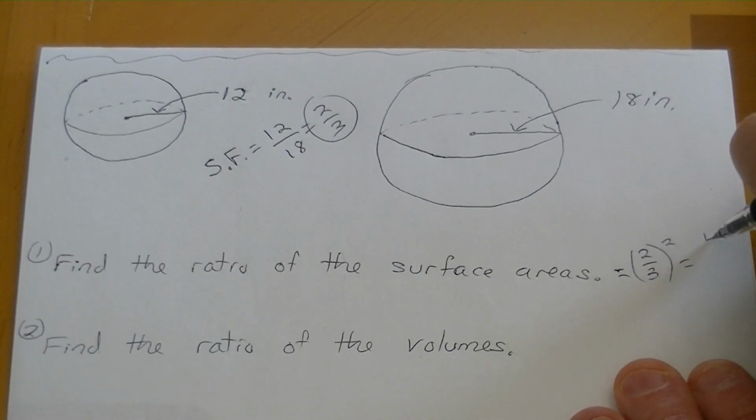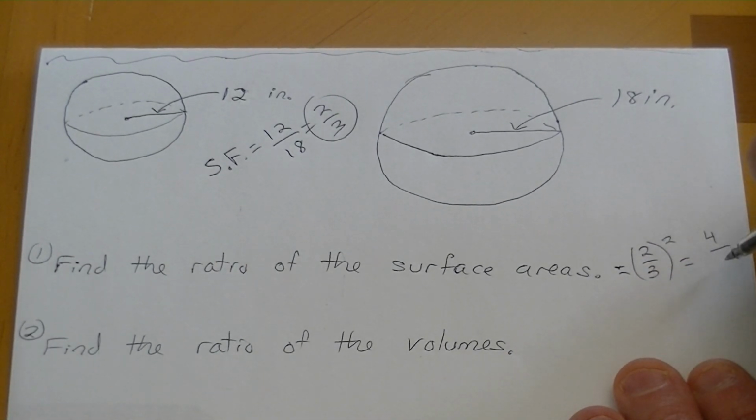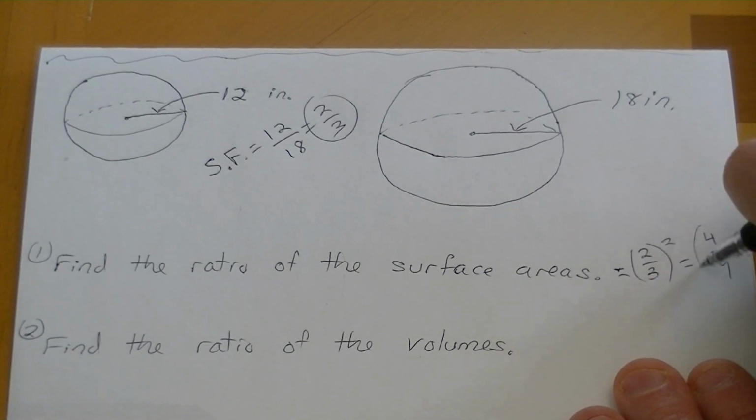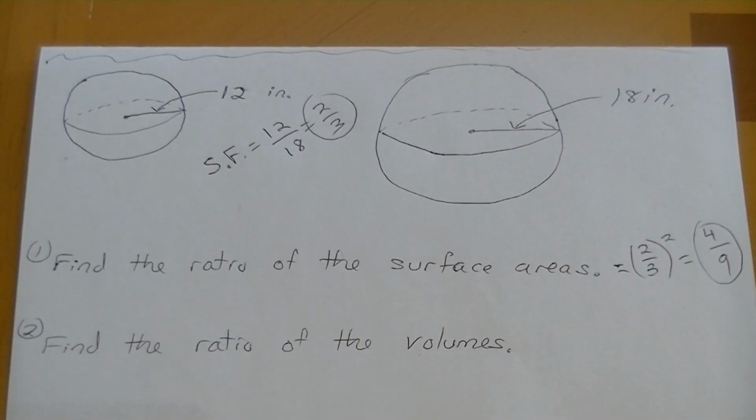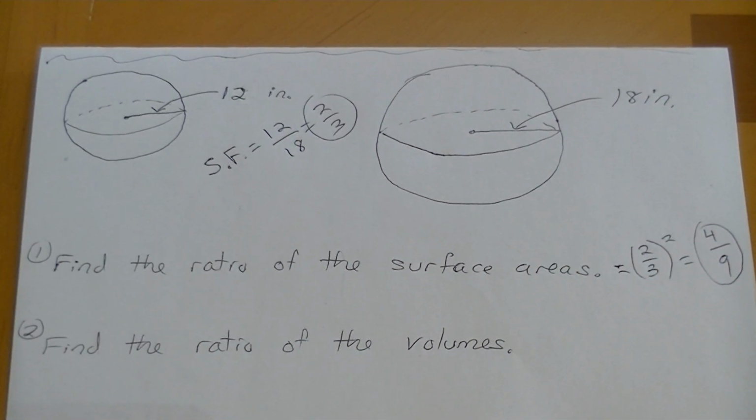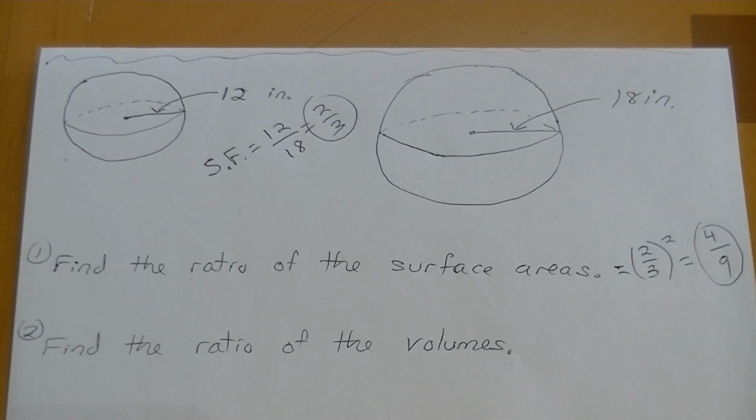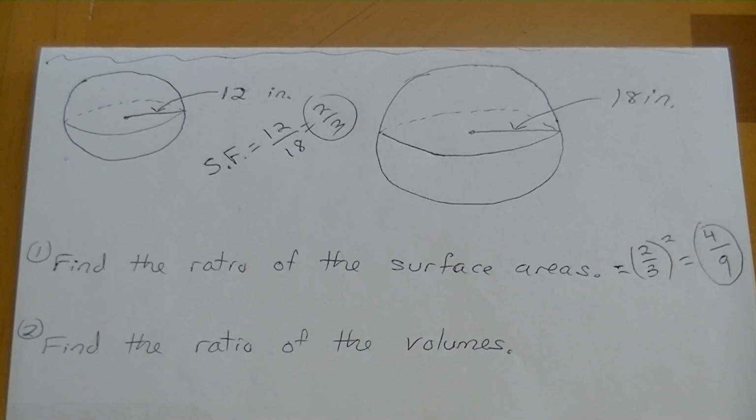2 squared is 4, 3 squared is 9. The answer is 4:9. So that's not telling us what either surface area is. That's telling us if we knew the two surface areas and compared them to each other, it would be a 4:9 ratio. So same thing here, ratio of volumes.